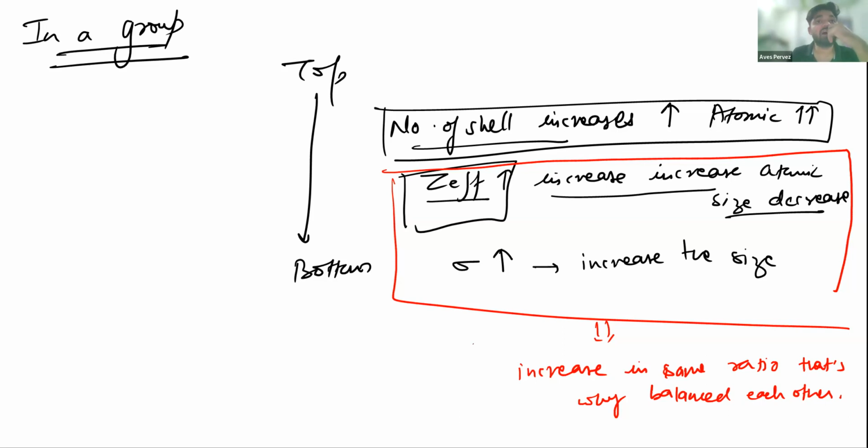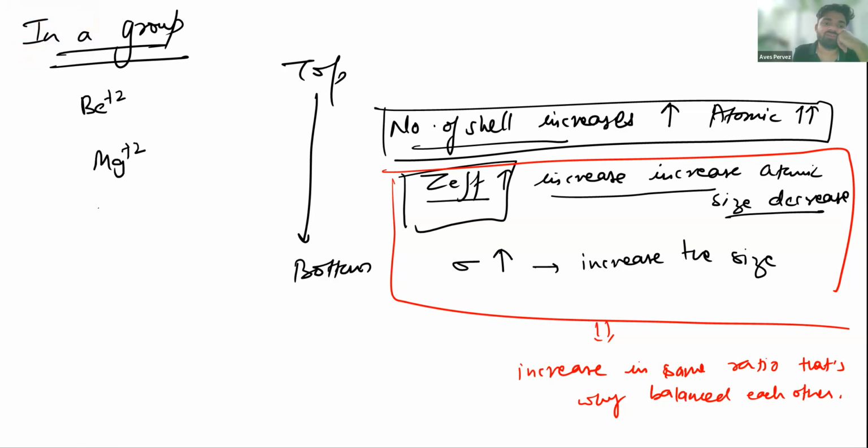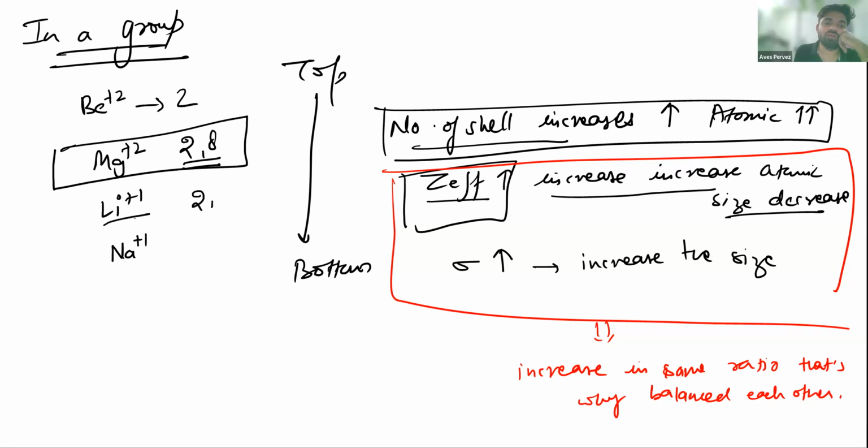But if they are having charge, like in the previous one, we are having beryllium 2 positive, and then magnesium 2 positive, and then we have lithium 1 positive, then sodium 1 positive. The size of the atom you can see here, this is going to have 2 shells, and this is going to have 2, 8, still 2 shells, but due to charge it is going to have only 1 shell, still the size of this one is smaller, it has 2 shells.